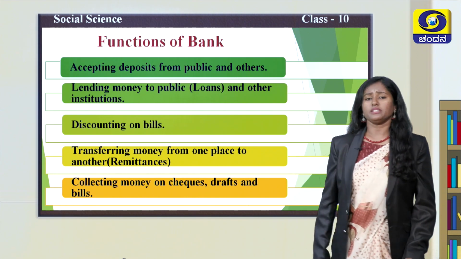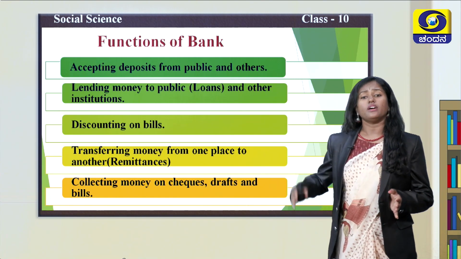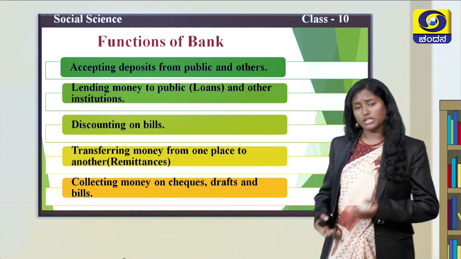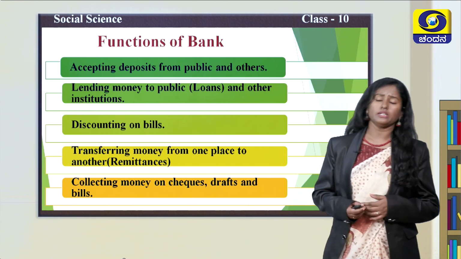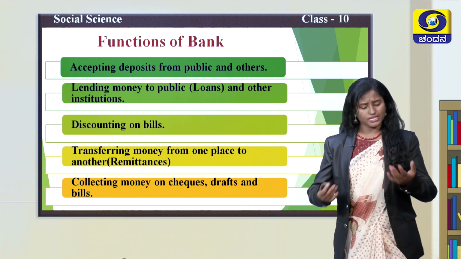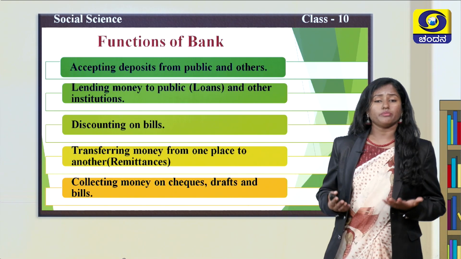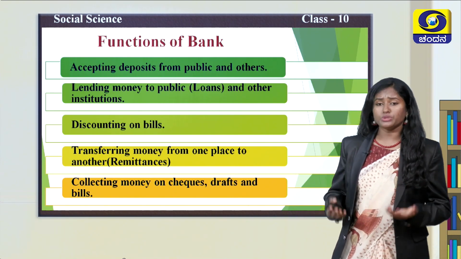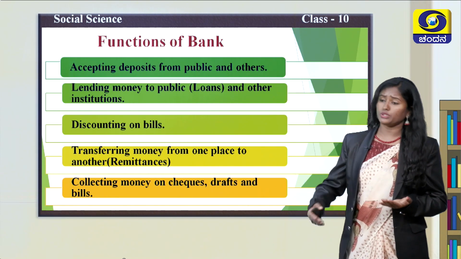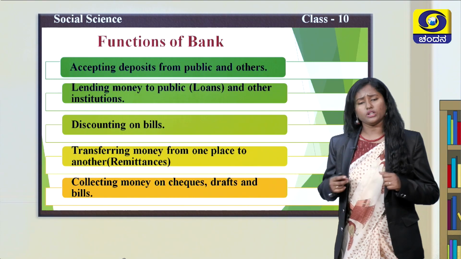So, accepting deposits from the public, or it could be a person or an individual or a firm or a company. It is its main duty to receive the money from the people and others. So, what is the next step? After receiving the amount, it cannot keep it itself without making any profit. To make the profit, what does it have to do? It has to lend to the people who are in need of the money. Next comes the discounting of bills.